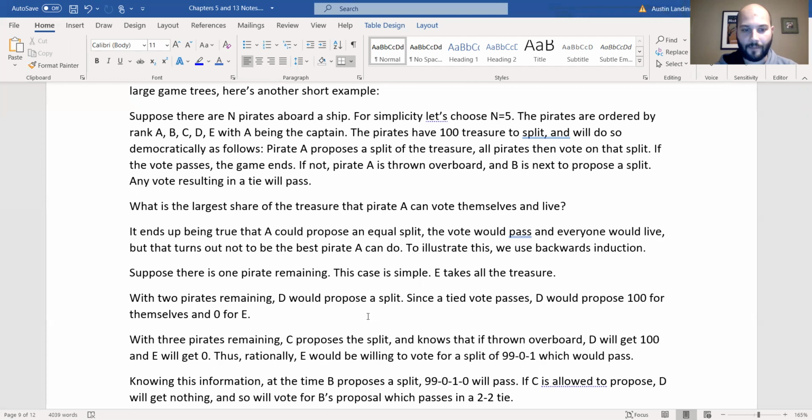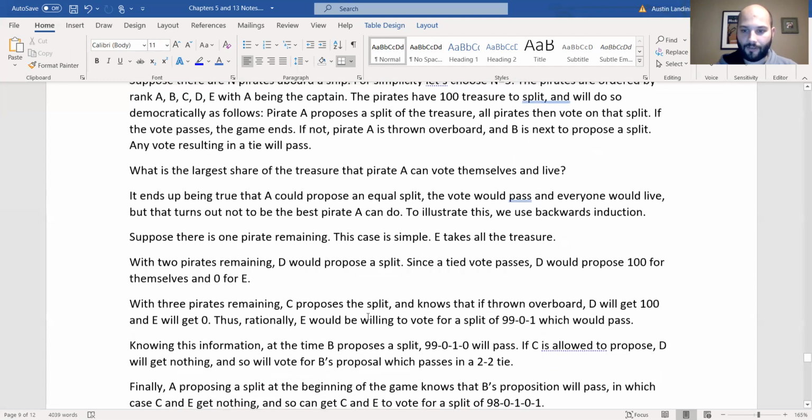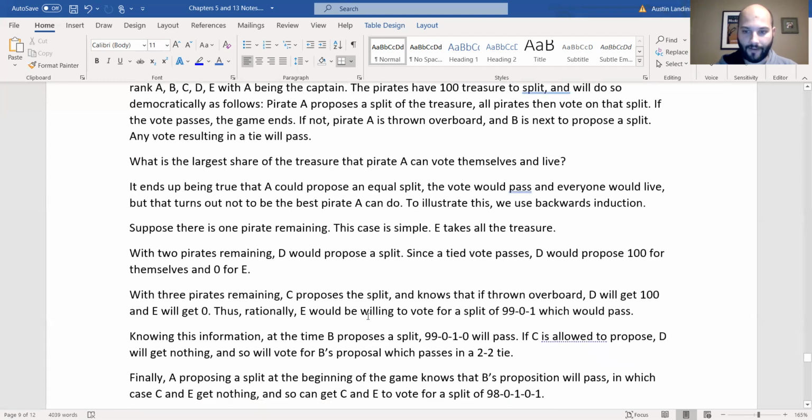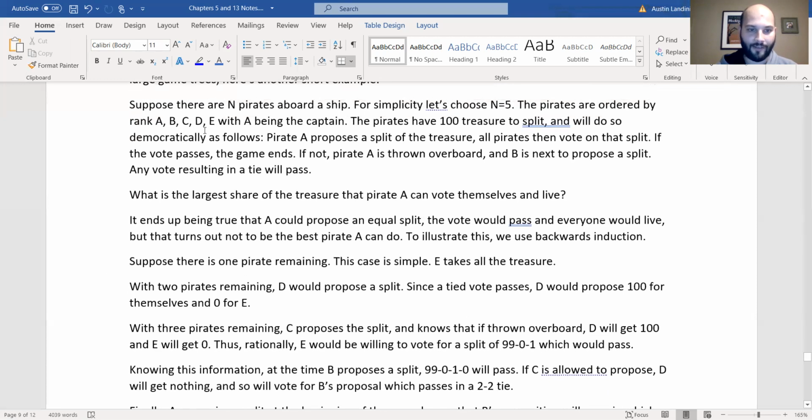So it does end up being true that Pirate A could propose an equal split and the vote should pass and everyone would live, but that turns out not to be the best Pirate A can do. To illustrate this, let's use backwards induction, sequential rationality. So suppose there's one pirate remaining. We get all the way to the end, everybody's thrown overboard. This is a simple case, E takes all the treasure.